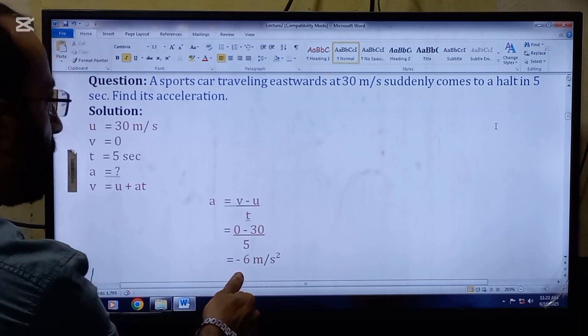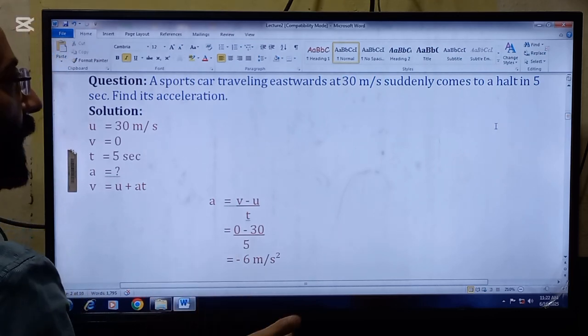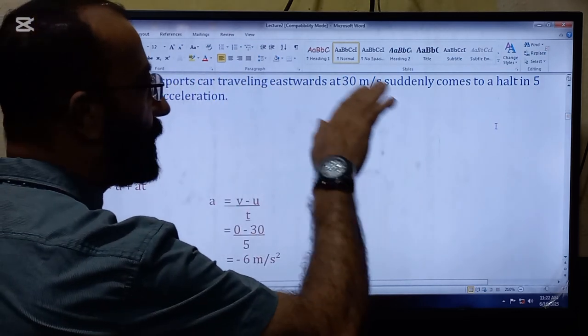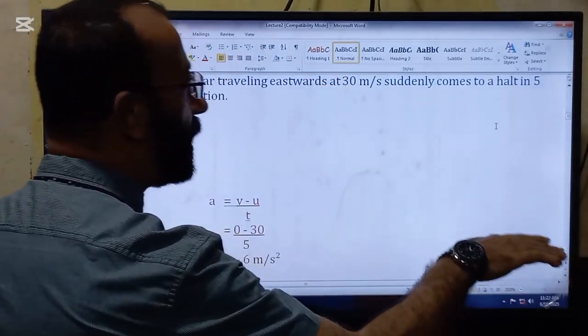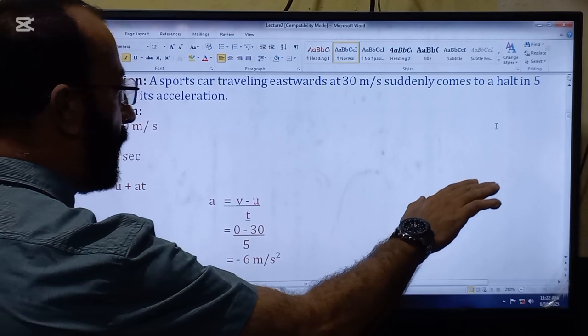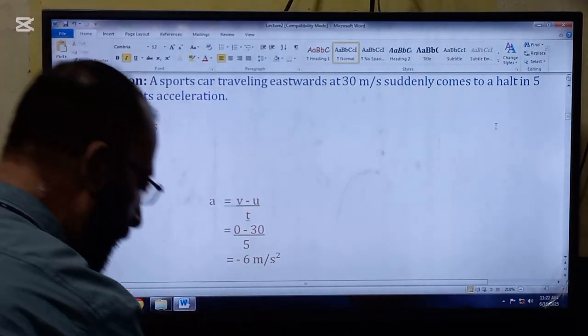The minus sign is showing that acceleration is negative because the body is stopping from high speed to lower speed and finally comes to rest. So speed is decreasing, so acceleration will be negative.